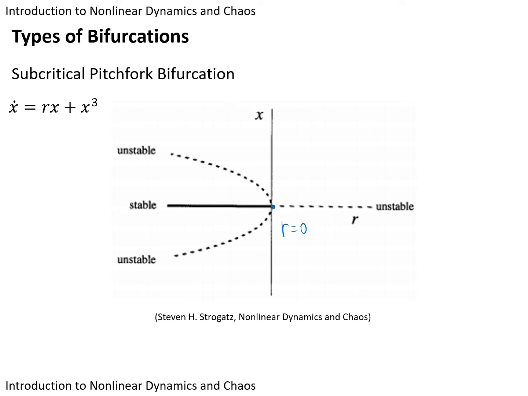So the equilibrium points are, before r equals 0, we have x equals root r, x equals minus root r, and x equals 0. And when r is positive, we have only x equals 0. This is subcritical pitchfork bifurcation.